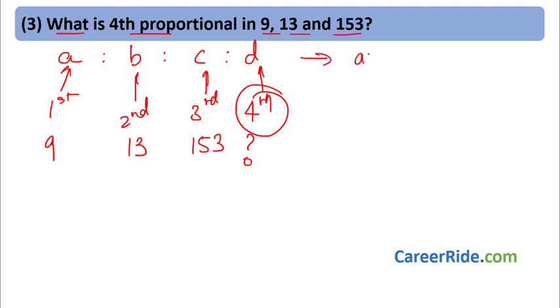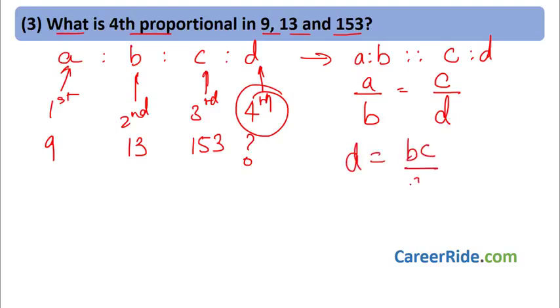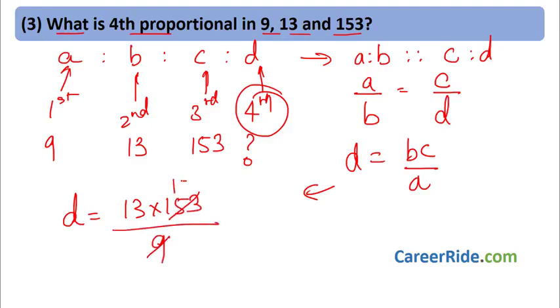Now this can be written as A is to B as C is to D, which is nothing but A upon B equal to C upon D. We have to find the fourth proportional, that is D. What is D? BC upon A. So let us solve. The value of D would be 13 into 153 divided by 9. 9 17s are 153, so 17 into 13: 17 into 10 is 170, 17 into 3 is 51. So 170 plus 51 is 221. The value of D, or the fourth proportional, is 221.